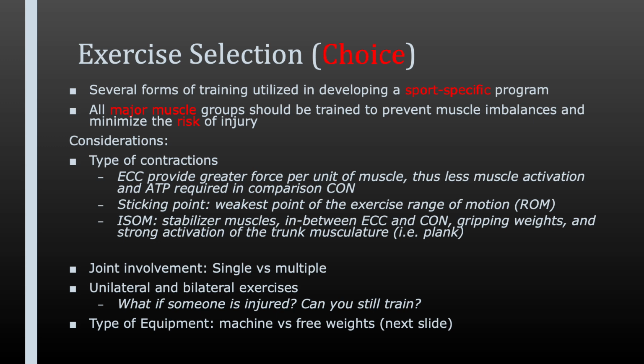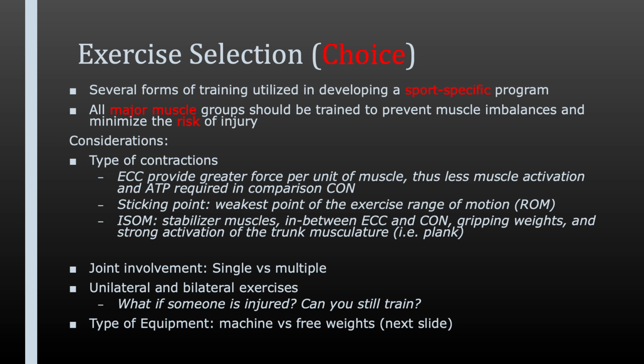So further considerations: the type of contraction. Physiologically, our eccentric, ECC, provides greater force per unit of muscle cross-sectional area. Therefore, less muscle activation is required and less ATP is required in comparison to a concentric muscle action. The concentric muscle action is known as that sticking point. That's the weakest point of the exercise range of motion.